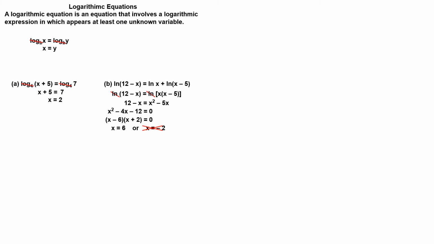Some logarithmic equations have one logarithm on one side of the equation and a constant on the other. In this case, we rewrite the logarithmic equation in exponential form. Pay attention. We rewrite this equation in exponential form and solve for x. Let's see how it works.